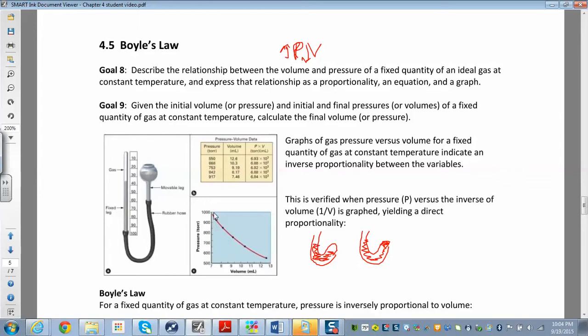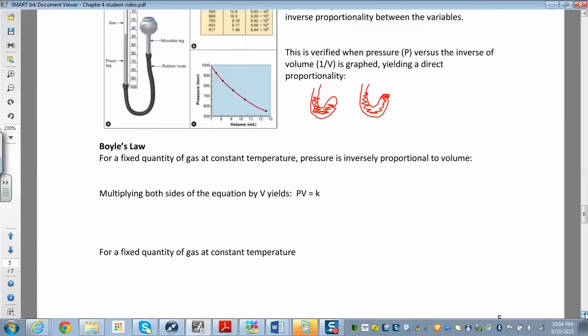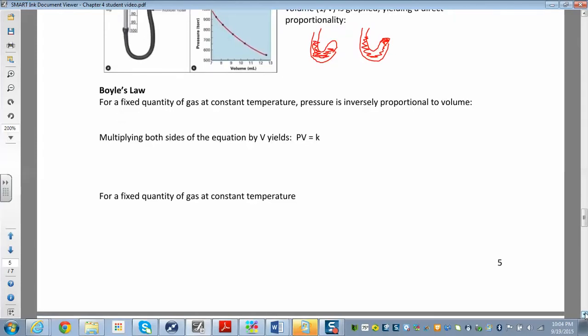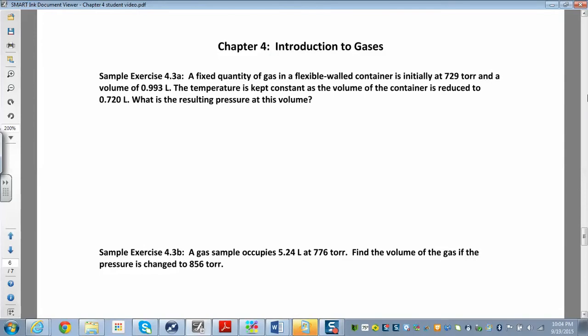If you start off with high pressure, as you decrease the pressure, the volume is going to increase. So increasing pressure and decreasing volume. So pressure times volume is equal to some kind of constant. And so if you summarize that, you get P1 V1 equals P2 V2. And so that's Boyle's law, and that's what we are going to use in this next problem.